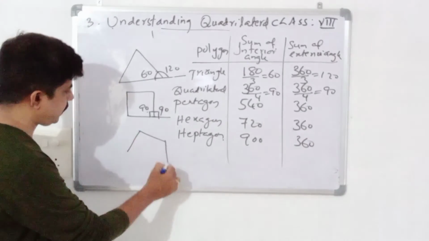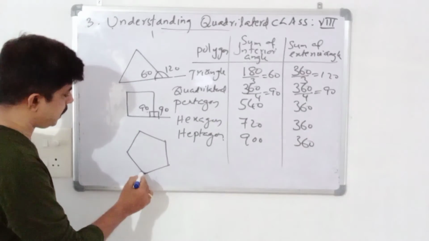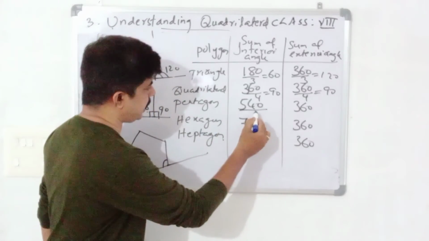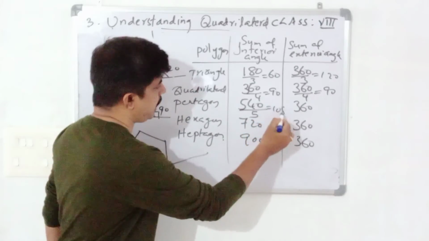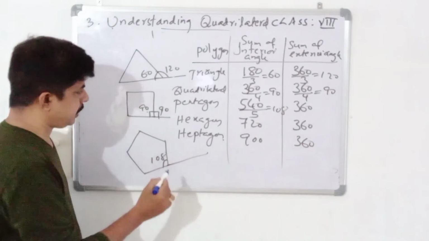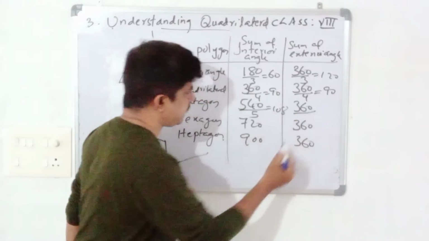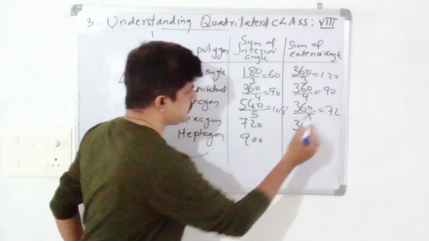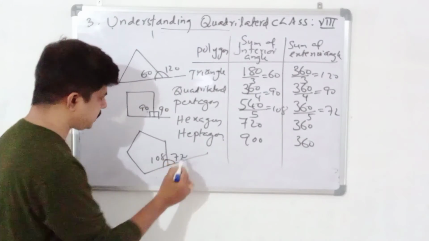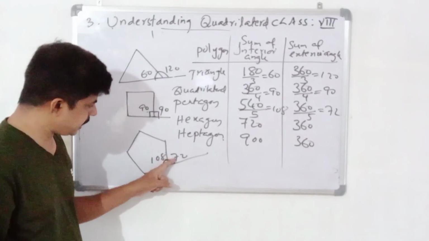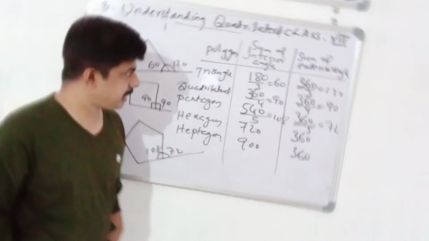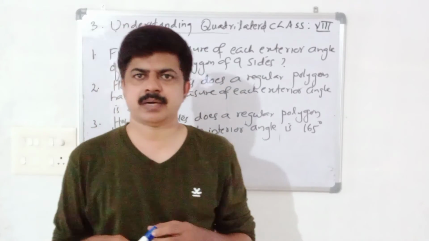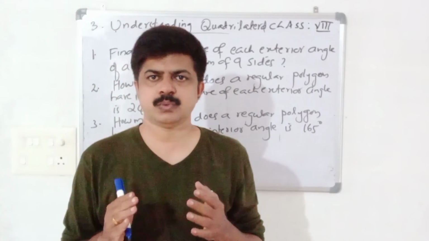Now a regular polygon with 5 sides, a pentagon. What will be each interior angle of a pentagon? 540 by 5, we get 108. Like this, what is each exterior angle of a pentagon? How much will 360 divided by 5 be? It is 72. Since this is a linear pair, we know that the sum of these adjacent angles is always 180. We have already learned that the sum of the exterior angles of any polygon is equal to 360.